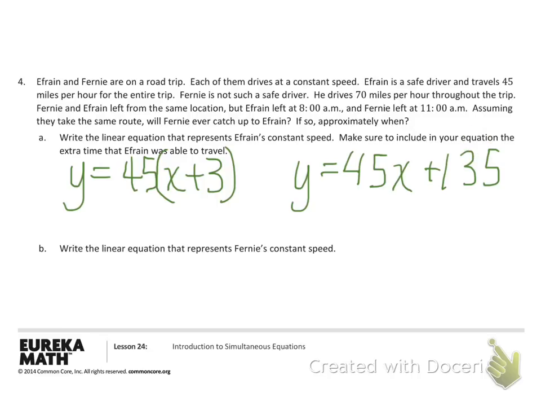Okay, so the linear equation that represents Fernie's constant speed is just distance equals rate, 70 miles per hour, times time, which we're using x for.